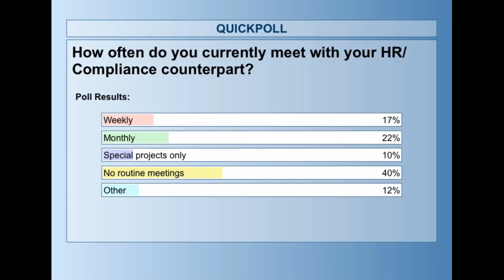And just to go through the results again, we're seeing that this is pretty all over the board. Weekly, 17% of us meet with our HR or compliance counterparts on a weekly basis. 22% of us meet monthly. 10% are just for special projects only. The majority of us, 40%, have no routine meetings with our counterparts, even though there's quite the baseline from a data perspective. And then 12% are other. So I would imagine this to be either more frequently than weekly or less frequently than monthly.